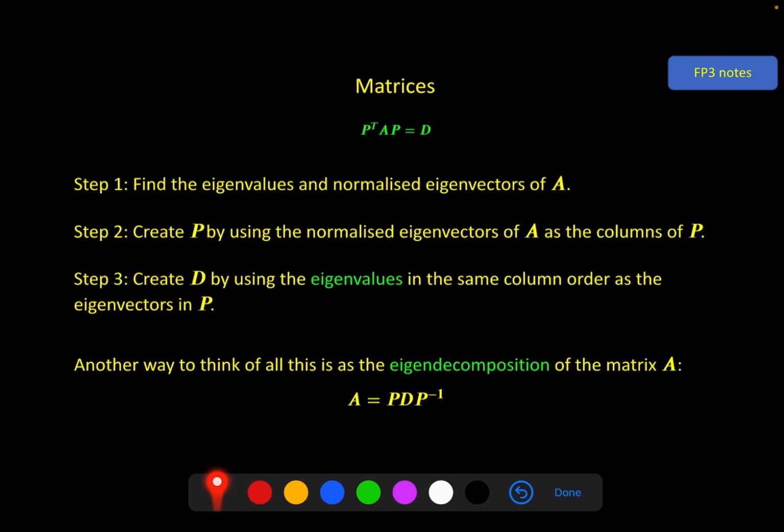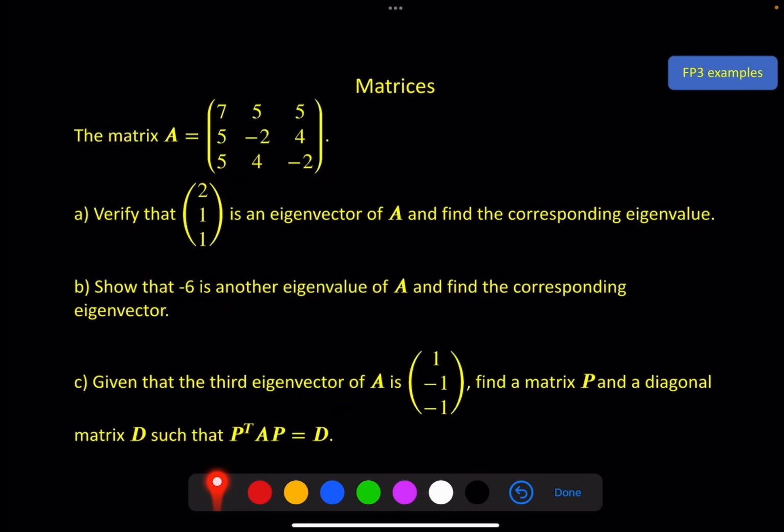So here we go, the final example of the final video. The matrix A is this. And notice again it is symmetric. Part A. Verify that (2, 1, 1) is an eigenvector of A and find the corresponding eigenvalue. Verify, not show. So all I need to do is put this in and show that it works. Part B. Show that -6 is another eigenvalue. Find the eigenvector. Part C. Given the third eigenvector as this, find a matrix P and a diagonal matrix D that satisfies this equation.